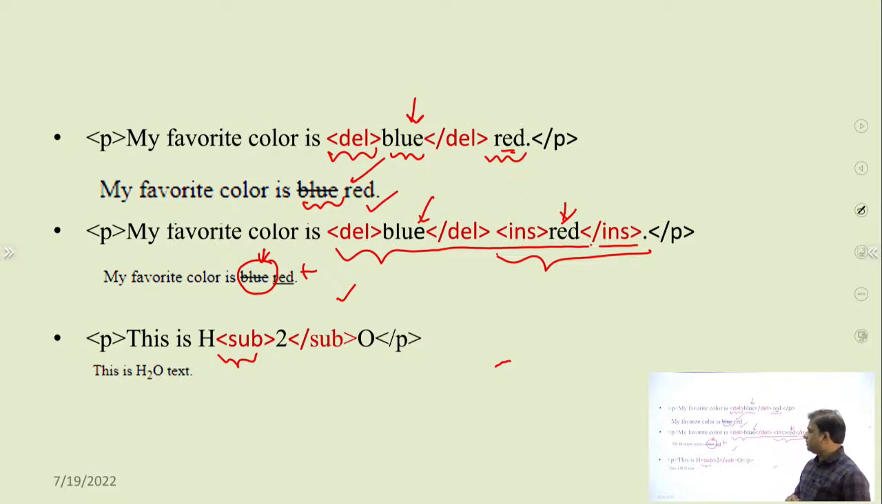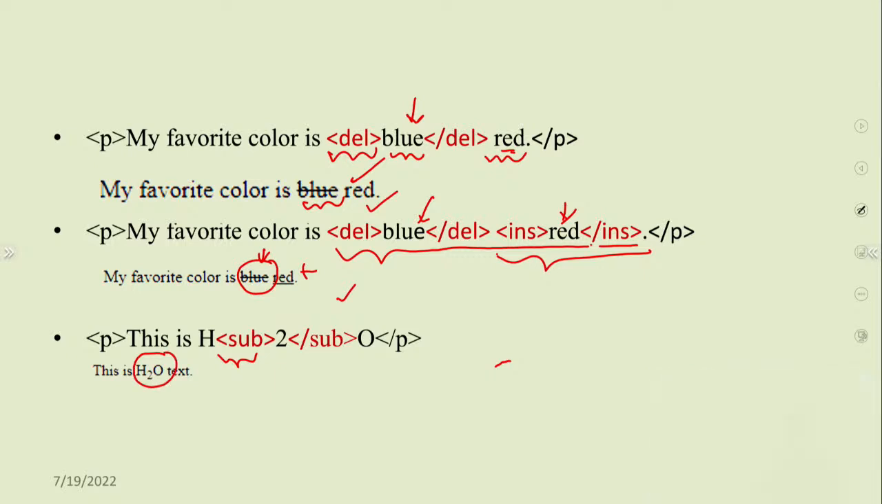So what is the meaning of the subscript? Suppose we are having a text like this, H2O, which we use in chemistry, right. So H2O, what we see here, that H, this is 2 and this is O. So this 2 is known as the subscript. This 2 is called the subscript, right.